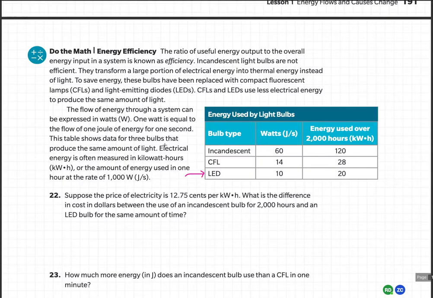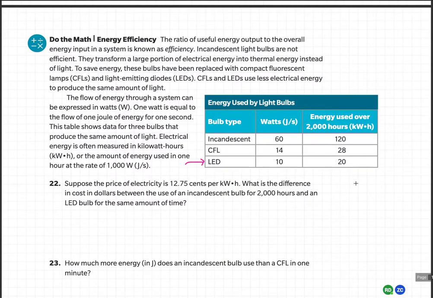This table shows data for 3 bulbs that produce the same amount of light. Electrical energy is often measured in kilowatt hours, the amount of energy used in 1 hour at the rate of 1,000 watts. So this is how much watts or how much energy is flowing through these light bulbs, and this is how much energy is used over an hour.